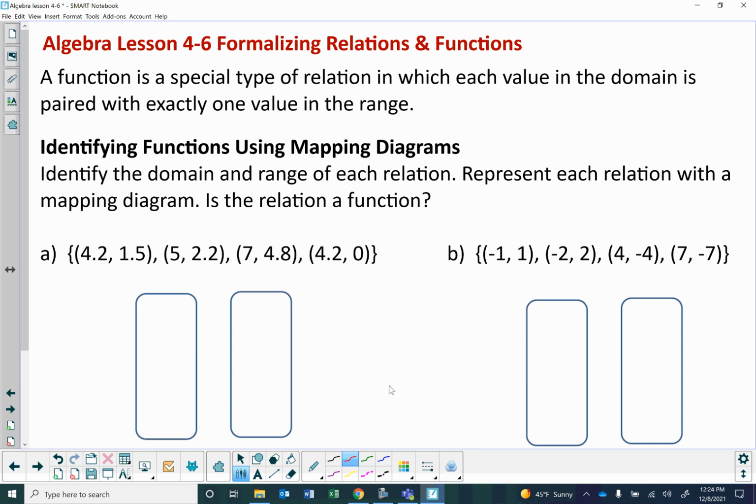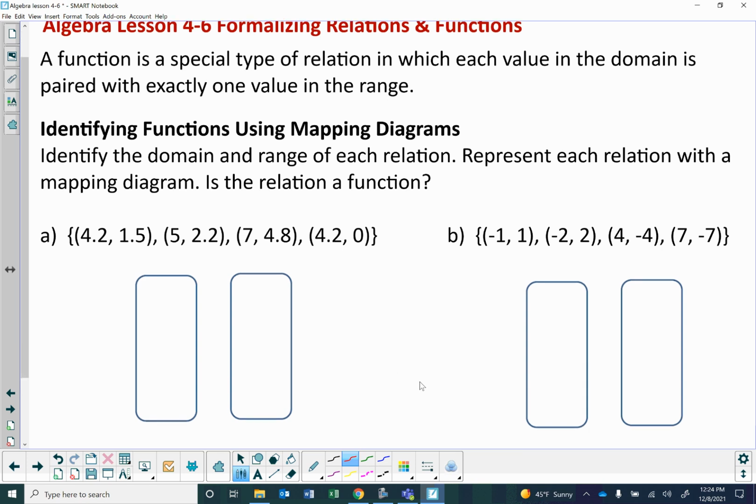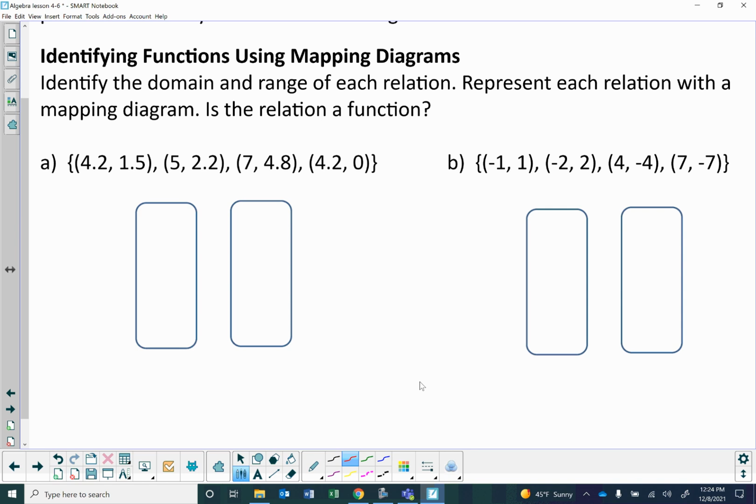So there are several ways to determine whether or not something is a function. One is what we call a mapping diagram. In a mapping diagram, you basically take your numbers and you map out the domain in the left-hand shape, kind of a rectangle-ish shape, and the range in the right-hand shape. So we're going to identify the domain and range of each relation. We're going to represent each relation with a mapping diagram, and we're going to see if the relation is a function. We're going to do several things with this.